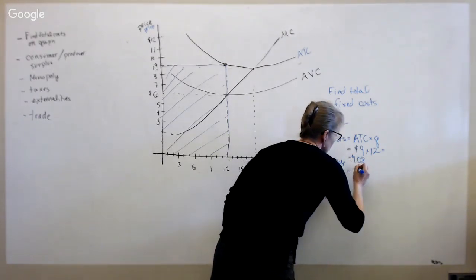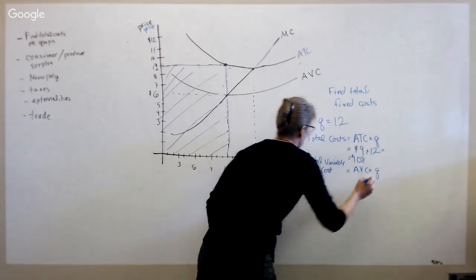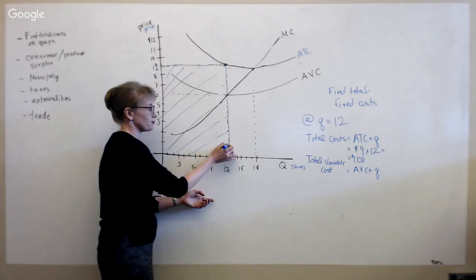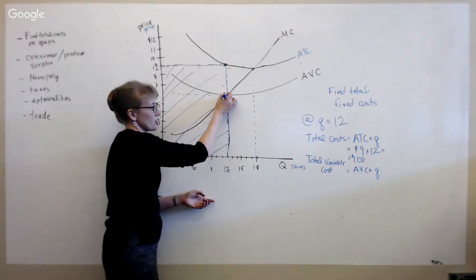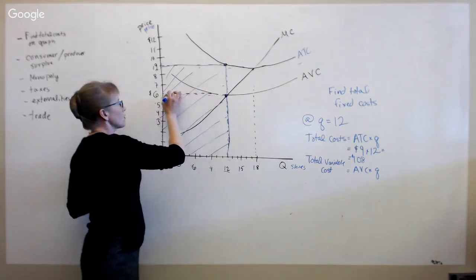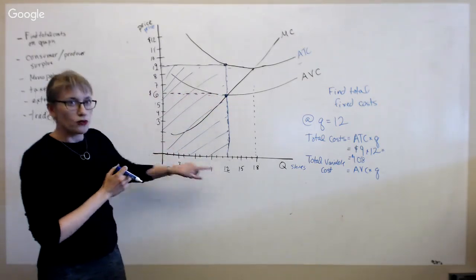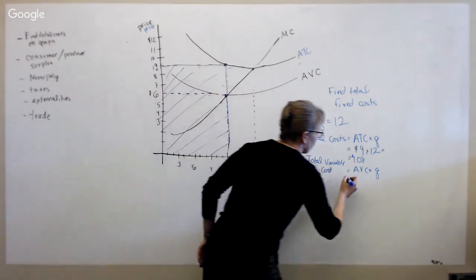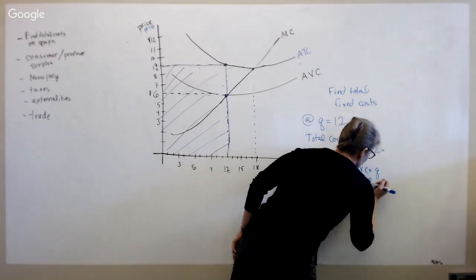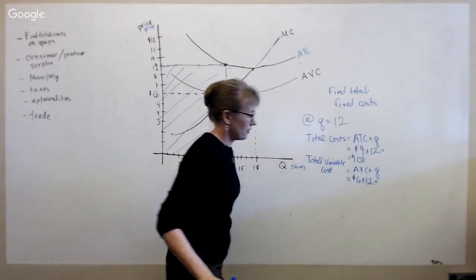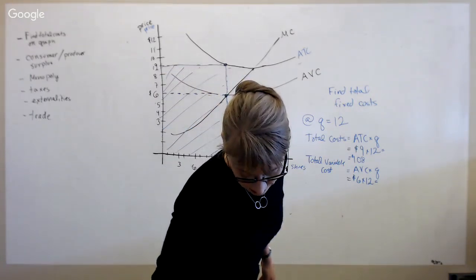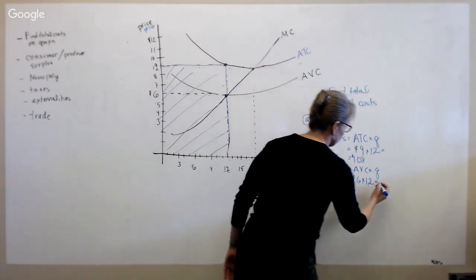Our total variable cost is average variable cost times Q. So if we follow this quantity 12 up to our average variable cost curve, we find that the average variable cost of producing 12 shoes is $6. And 6 times 12, I believe that is 78, but let's verify. Oh, 72. Good.